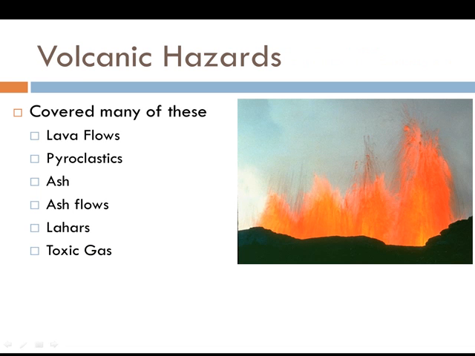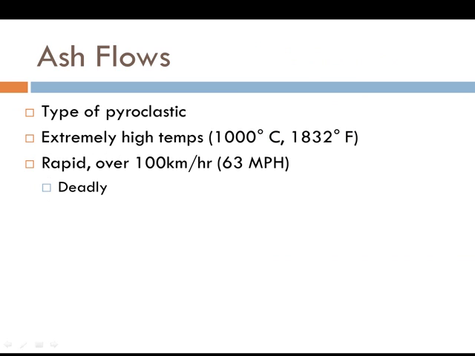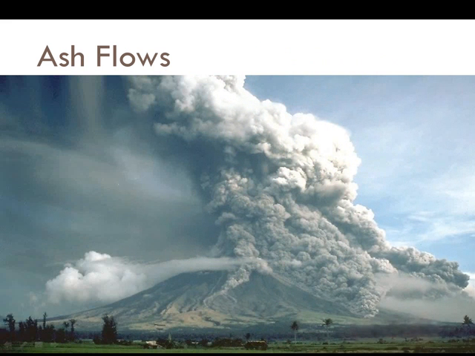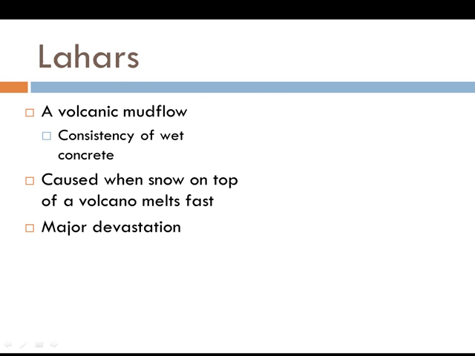Of course, we can't ignore volcanoes. We've talked a little bit about many of these. So you've got lava flows, you've got pyroclastics, ash flows, lahars, and toxic gas. A couple of them we haven't talked too much about. One is ash flows, right? They're a type of pyroclastic, really high temperatures. They're rapid and deadly. They look like this, pretty terrifying, especially when they're moving down the hill at 60 plus miles an hour. There are lahars, which are pretty unique to Latin America.